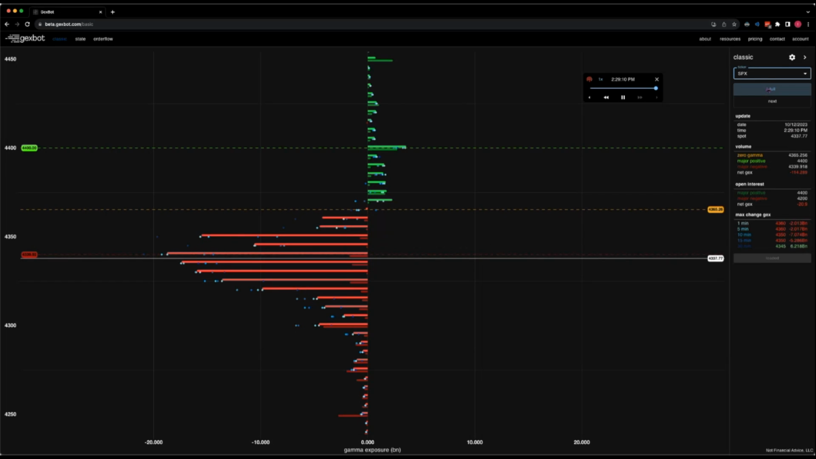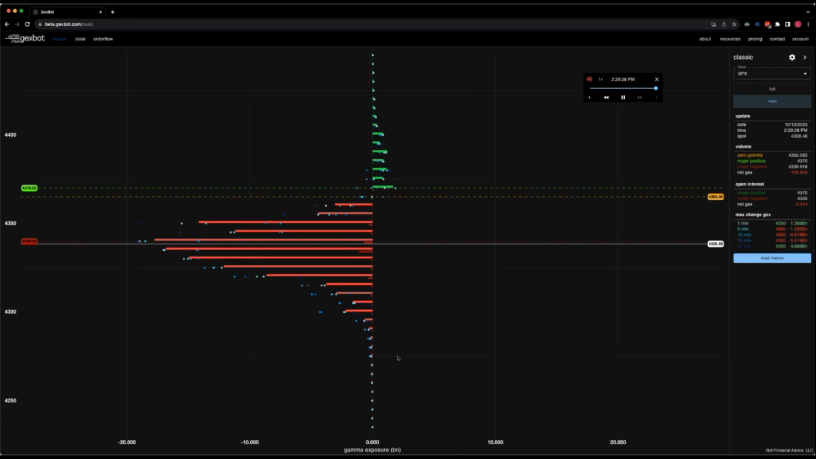Jasper, does full do the 3 months of expiries right now, or does this do the entire chain? Yeah, so full does 3 months aggregated GEX. So we look out within the next 3 months, and we sum the GEX across those strikes. And then next is just looking at only the next expiry.